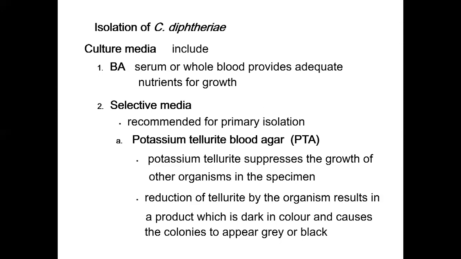And the product is dark in color. So that product is incorporated into the colonies, and the colonies appear dark in color. So there will be some shade of dark gray to black colonies on a medium that looks like BA, although we have said it has potassium tellurite incorporated in it. So that will become clearer during the practical illustrations.